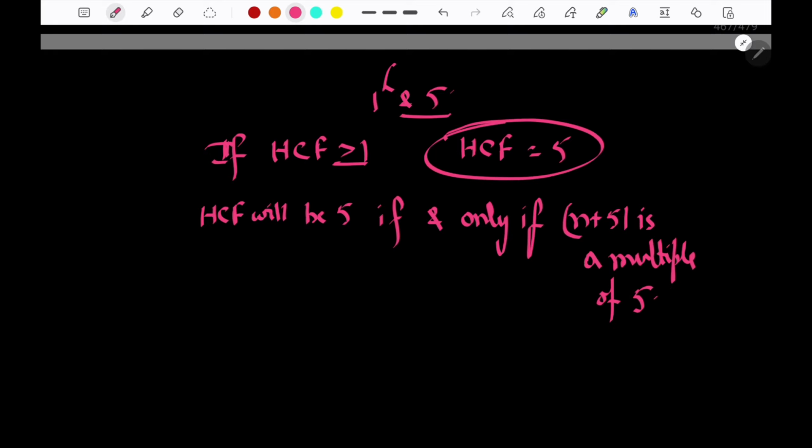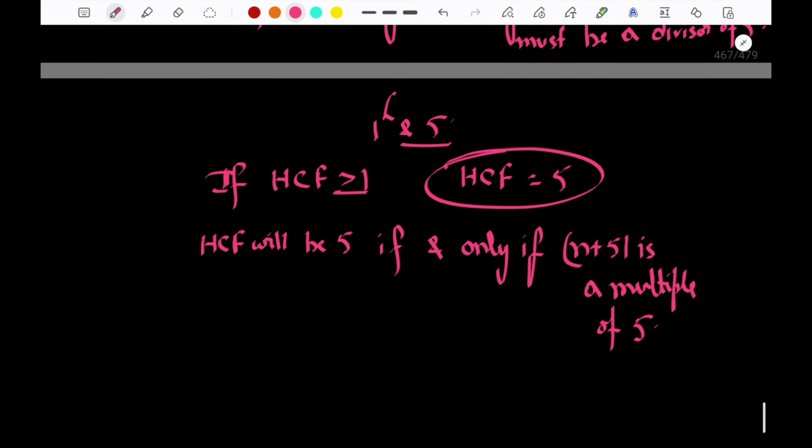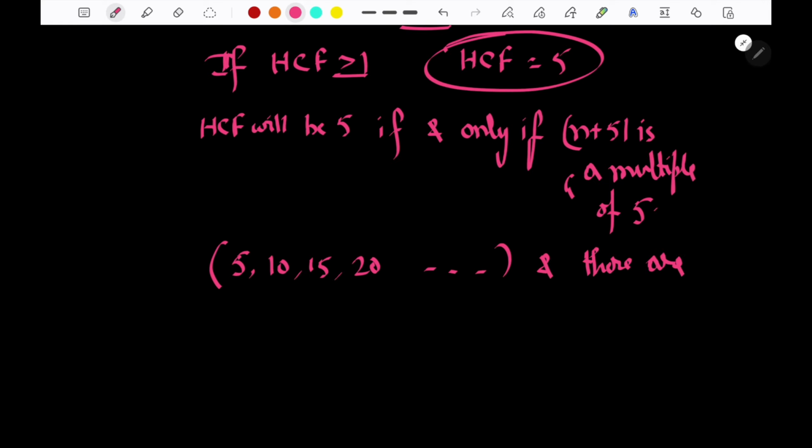Of course, unless and until they are multiples of 5, they will be co-prime to each other. If they are co-prime to each other, the HCF will be 1, which will contradict the statement of the question. So therefore HCF is greater than 1, and hence if n plus 5 is a multiple of 5, then it can be written as 5, 10, 15, 20, and it goes on. There are infinite values of it.